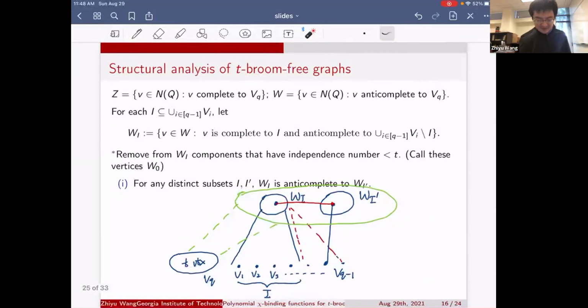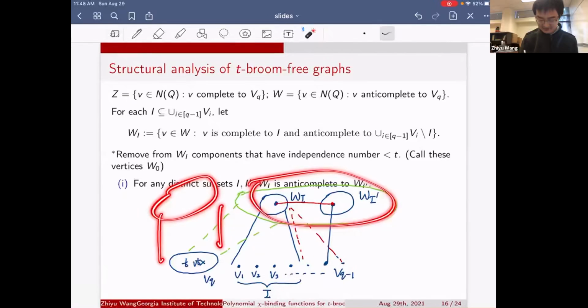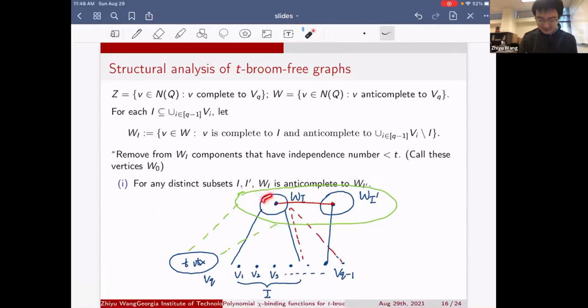What is the structure between Z and W? Here, we have Z, which is complete here, and W, which is on the right. We are going to split the vertices in W depending on which vertices in V1 to VQ minus 1 they are adjacent to. Let's fix a set of vertices I, and call Wi the vertices that are adjacent to exactly the vertices in I and non-adjacent to all the rest. So every vertex can be labeled with a Wi. The claim here is that for any different I and I prime, Wi and Wi prime are anti-complete. There's no edge between them. Otherwise, if there's an edge, we can find a t-broom.